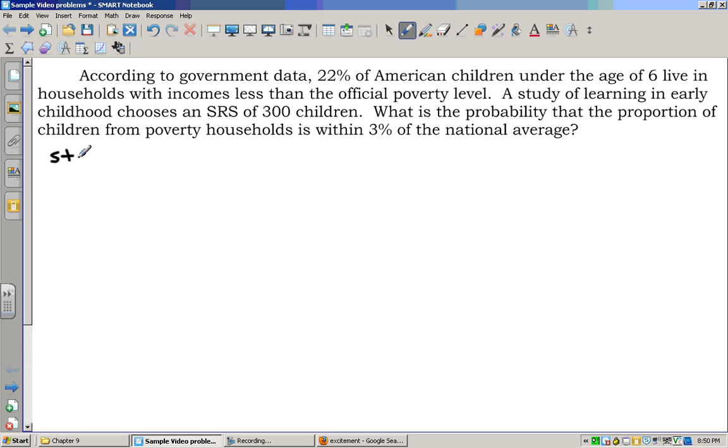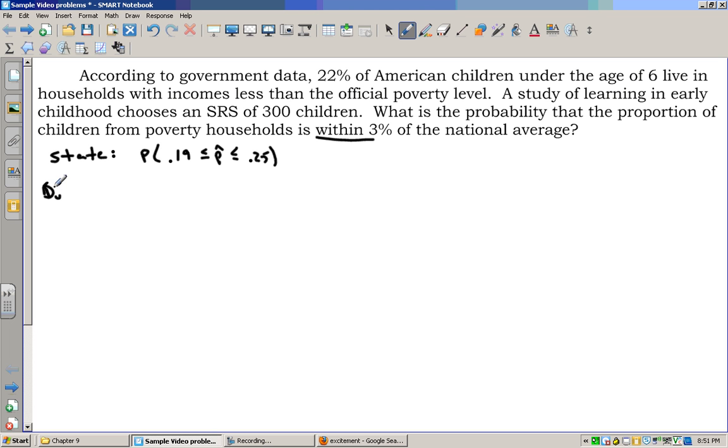So what are we being asked to find? So state. We're being asked to find this probability. We're being asked to find the probability that it's within 3%, so that means 3% on either side. 22% is the mean, so that means it's going to be 0.19 ≤ p hat ≤ 0.25. That's what we're being asked to find.